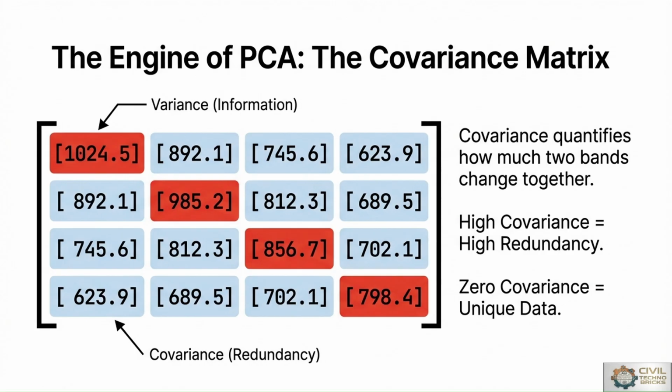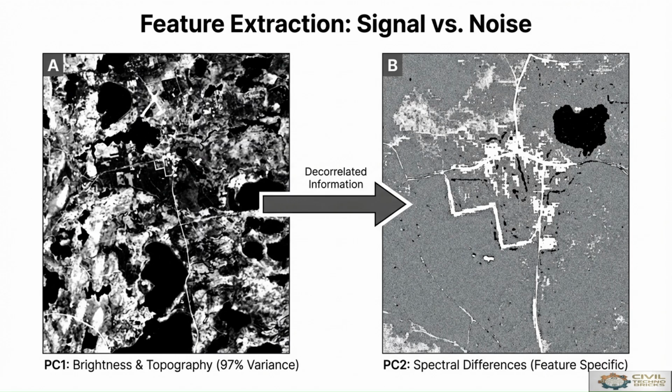So covariance quantifies how much two bands change together. If we have high covariance, then we have high redundancy. And if we have zero covariance, then the data must be unique. With reference to the feature extraction point of view, we have two points: signal versus noise.